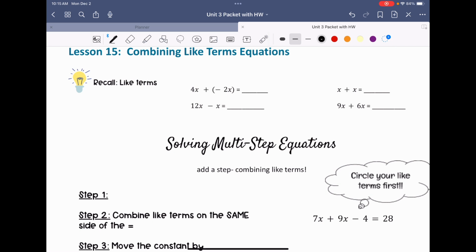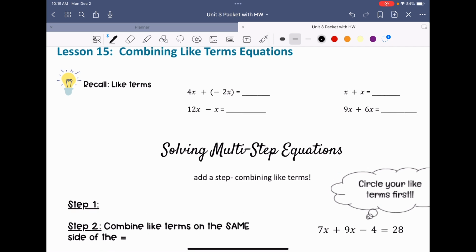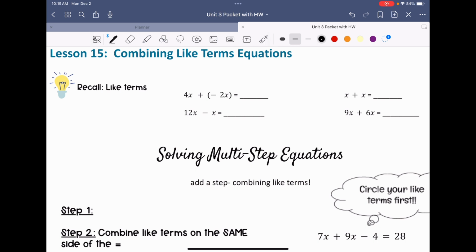Remember, like terms have to have the same variable and the same exponent. So all of these values up here, those are all like terms. We're going to go ahead and combine them. I'm going to let you do this on your own first. It's a little opening exercise, so pause the video, solve those 4, and then unpause the video and just check your work.